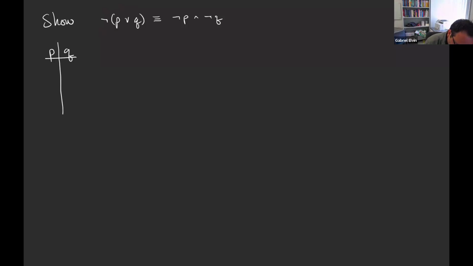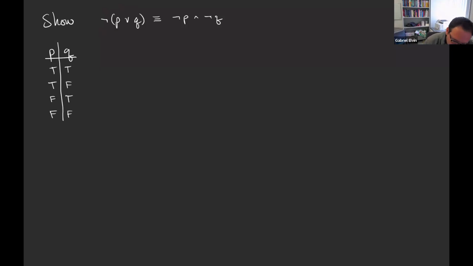So what are the 4 possibilities when you have 2 propositions? Well, they could both be true, or only P could be true, or only Q could be true, or they could both be false.